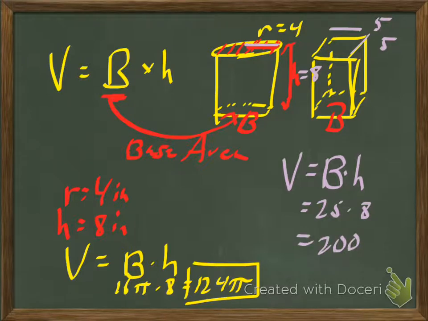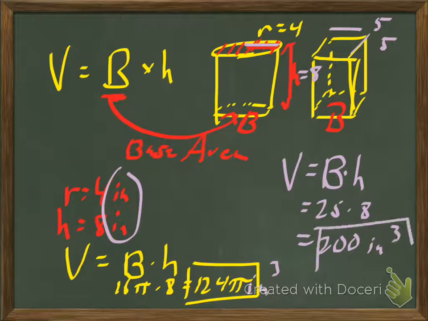And let's keep this consistent. This over here was inches, so this really should have been inches cubed because it's volume. And this is also inches cubed. And that's the volume. That's it. You put a box around it. You're done. That's all there is to it.